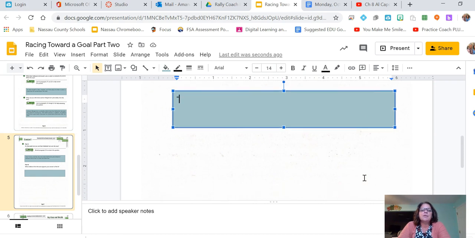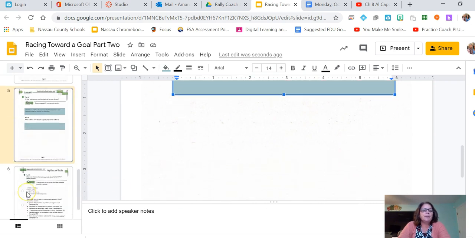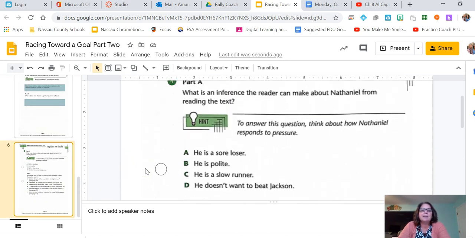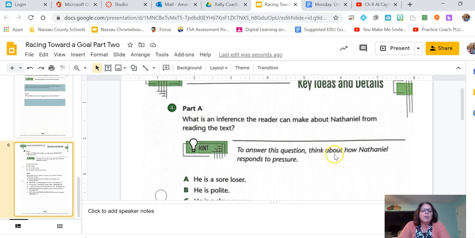Pause this, and when you're finished answering your question, you can go on to the last slide, number 6. And I'm actually not helping you with number 6. It's going to be independent practice. I'm going to read the question and the hints, but then you're going to do this yourself, and then you're going to submit. What is an inference the reader can make about Nathaniel from reading the text? So remember, an inference is an educated guess based on what you read.